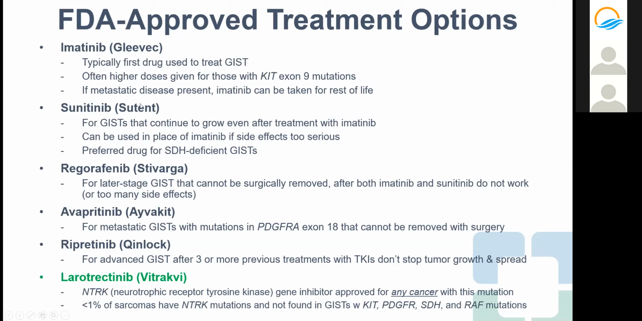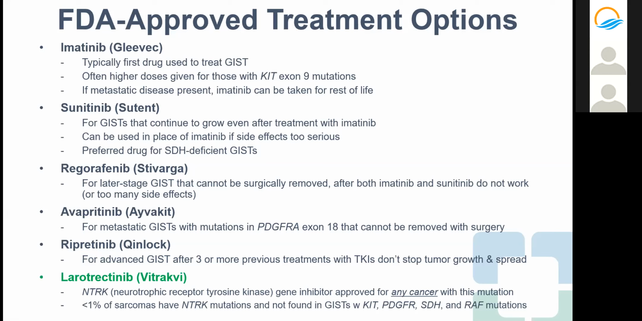Sunitinib is another common TKI that is generally used after imatinib and is attempted if imatinib is not successful in generating a response within the tumor, or if the side effects of imatinib are too negative to continue the therapy. Sunitinib is also the preferred first-line drug for SDH-deficient GIST, which you'll remember we discussed early on in this talk.